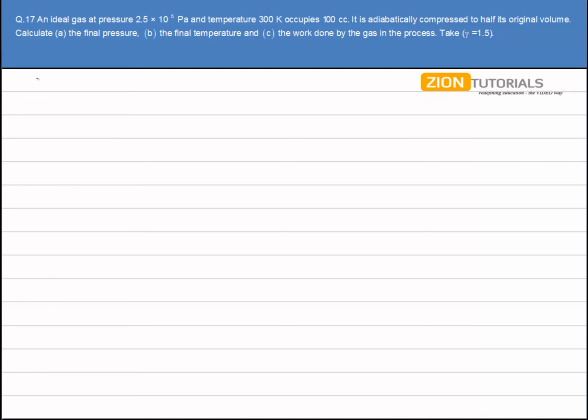So first of all, I have to calculate the final pressure. Now the process is adiabatic, so clearly PV^gamma will be a constant. This is the condition for adiabatic. So let's say initial pressure is P1 and volume is V1. Initial pressure is given as 2.5 × 10^5. Initial volume is also given, that is 100 cc.